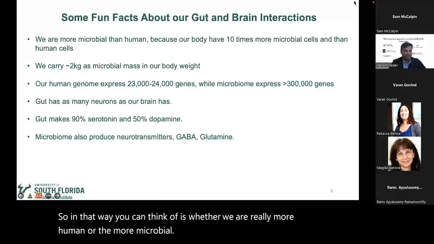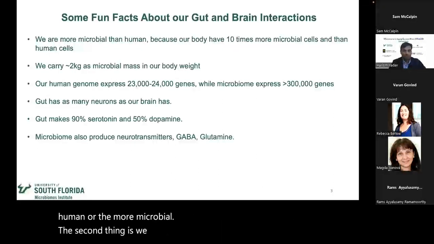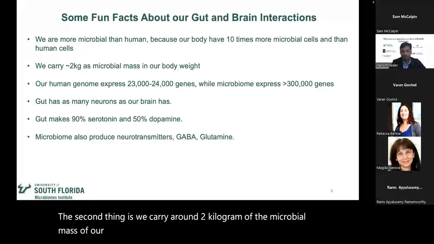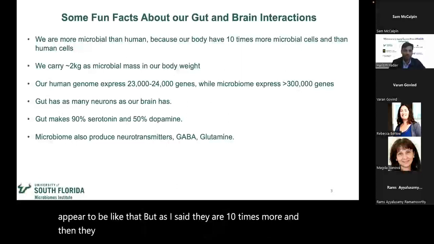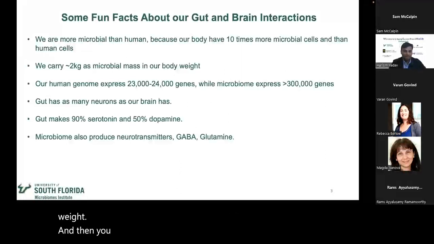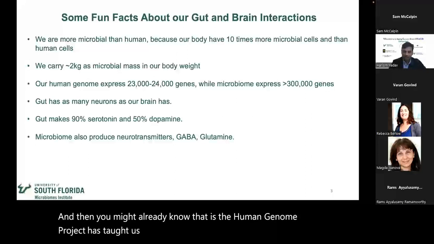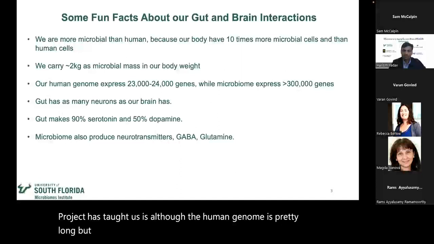The second thing is we carry around 2 kilograms of microbial mass in our total body weight. Although they are so tiny, they don't appear to be like that. But as I said, they are 10 times more, and they make up around 2 kilograms of the total body weight. And you might already know what the Human Genome Project has taught us: although the human genome is pretty long, it only expresses 23 to 24,000 genes.